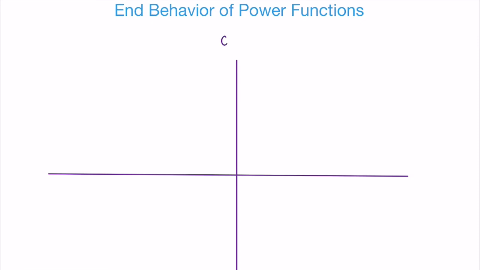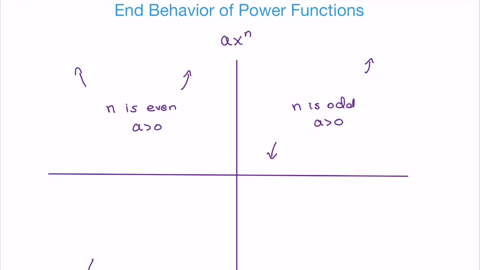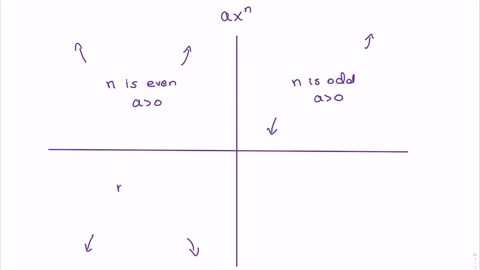Summarizing, the power function a x to the n ends like a parabola opening up every time n is even and a is positive. It will end like a cubic every time n is odd and a is positive. It will end like a parabola opening down every time n is even and a is negative. And it will end like a reflected cubic if n is odd and a is negative.